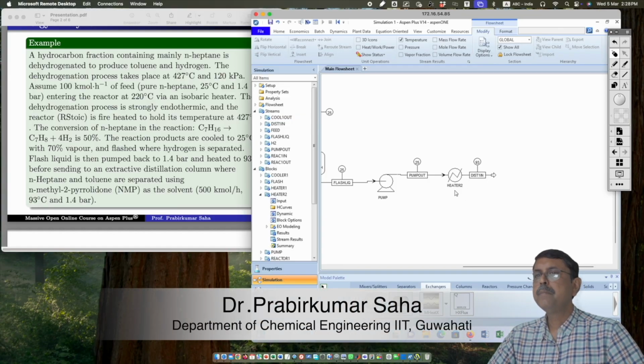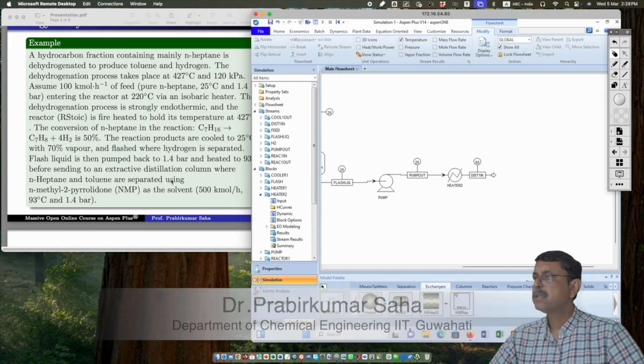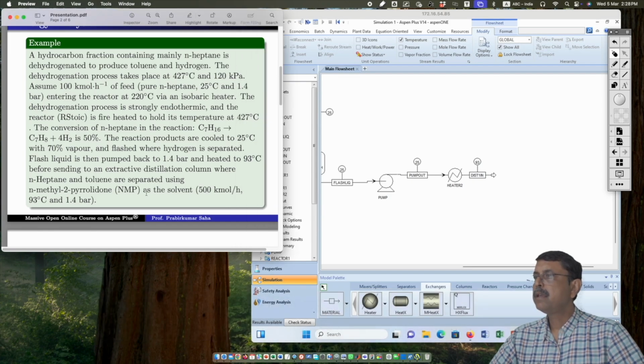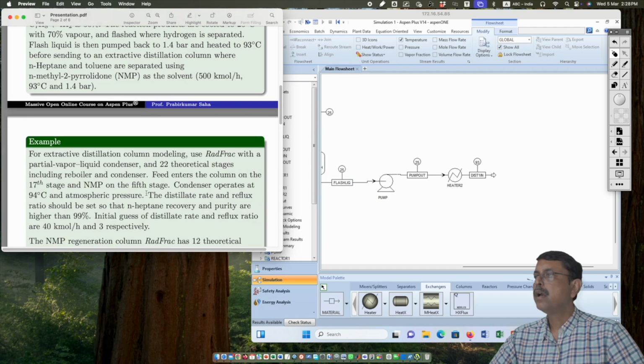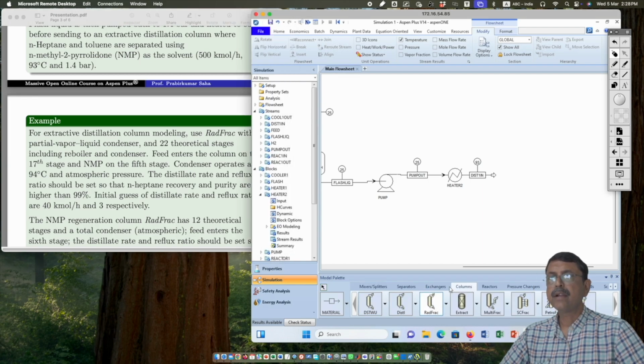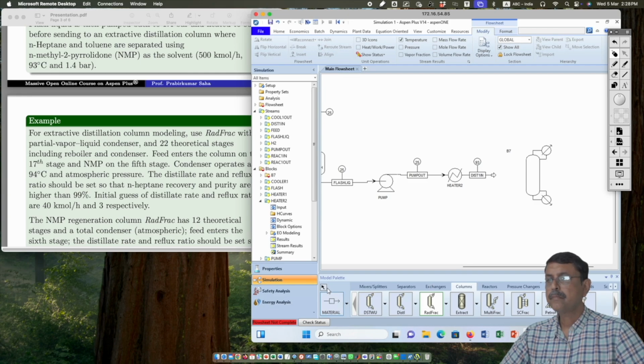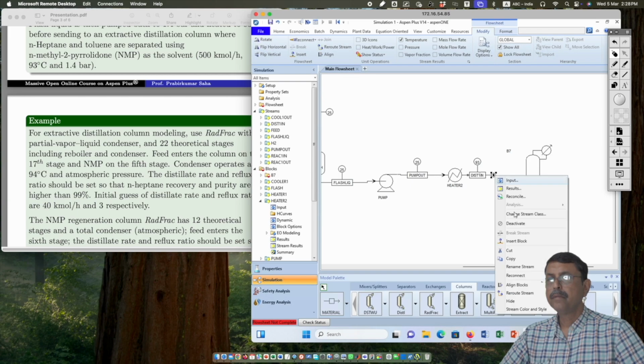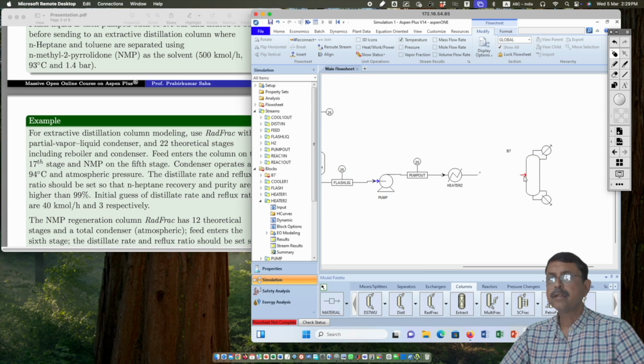Now we will pass it to an extractive distillation column, where NMP will be given. This is the identity of the extractive distillation column. So we will pick up a RadFrac column from here, and we will connect this destination, and we will have another material input over here, that is NMP.